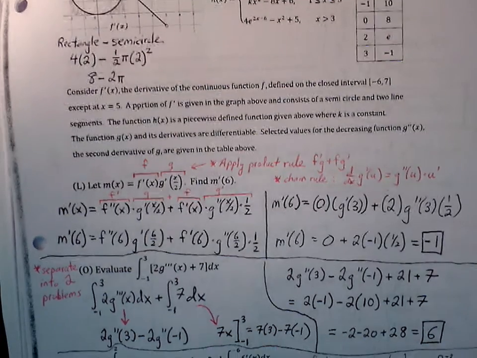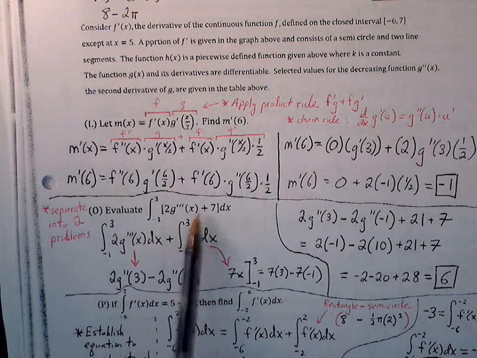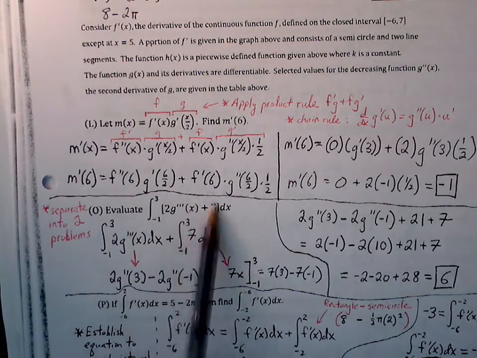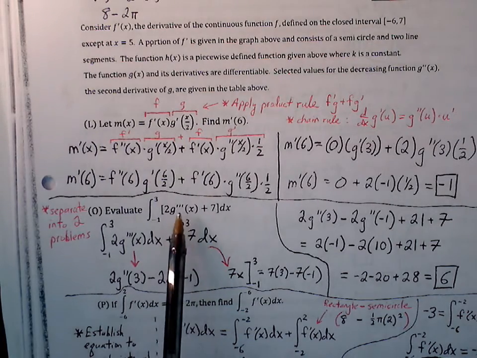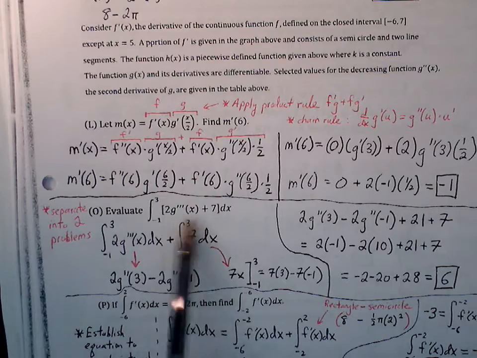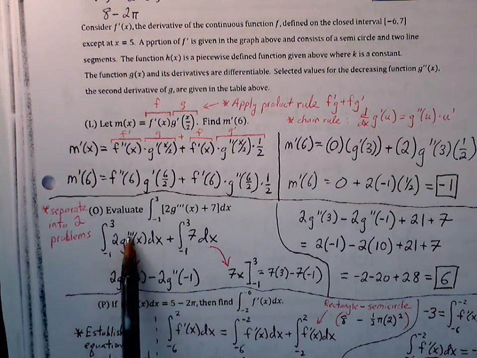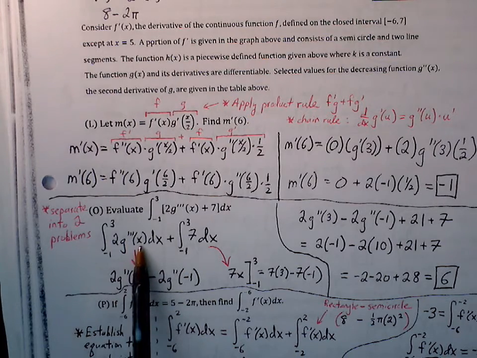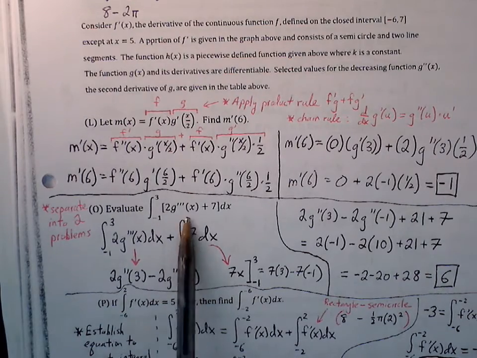Next part here, evaluate the definite integral of this expression, 2 g triple prime of x plus 7. Let's separate this into two problems so we can take care of these independently from each other. So I have the definite integral of 2 g triple prime of x dx from -1 to 3, and then the definite integral of 7 from -1 to 3.